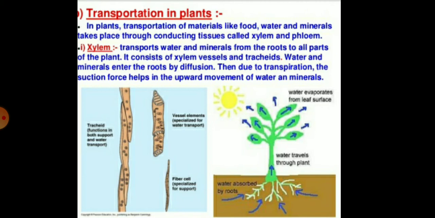First, the xylem, which transports the water and the minerals from the roots to all parts of the plant. It consists of xylem vessels, tracheids, xylem parenchyma and xylem fiber. The water and minerals enter the roots by the diffusion process, and then due to the transpiration pull, the suction force helps in the upward movement of water and minerals.